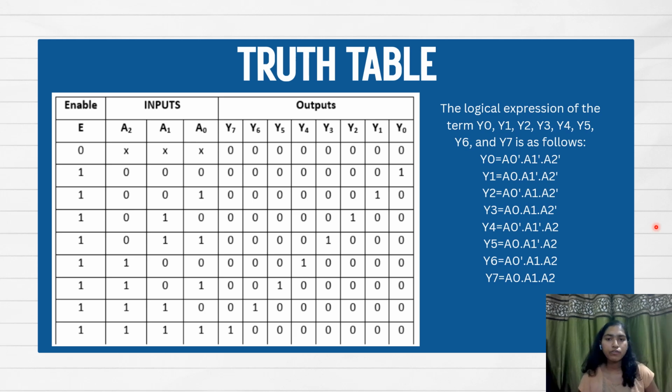So this is the truth table of 3 to 8 decoder. Here you can see when enable E is 0, A0, A1 and A2 are all don't care conditions. We will not get any kind of output. When enable is 1 and the combination of A2, A1, A0 is 0, 0, 0, then we are getting output as Y0. When it is 0, 0, 1, we will be getting Y1. For 0, 1, 0, we are getting Y2. For 0, 1, 1, we are getting Y3. For 1, 0, 0, we are getting output as Y4. The same way it goes on, and the logical expression for all the terms is also mentioned here.